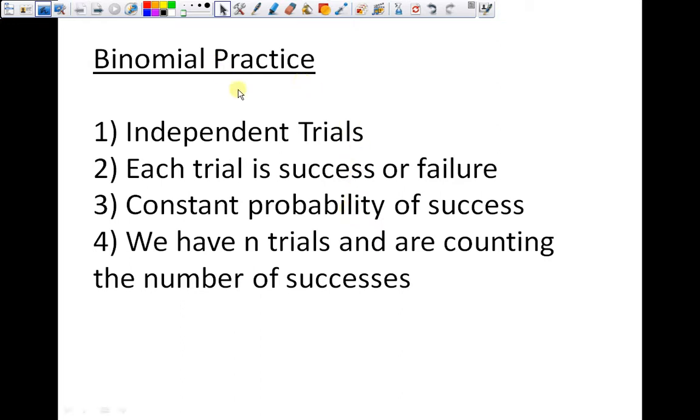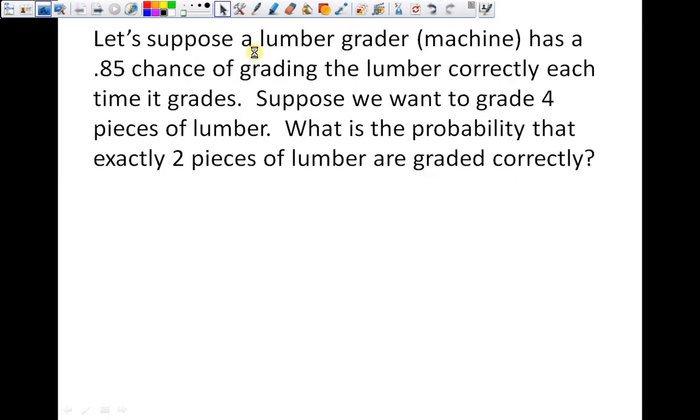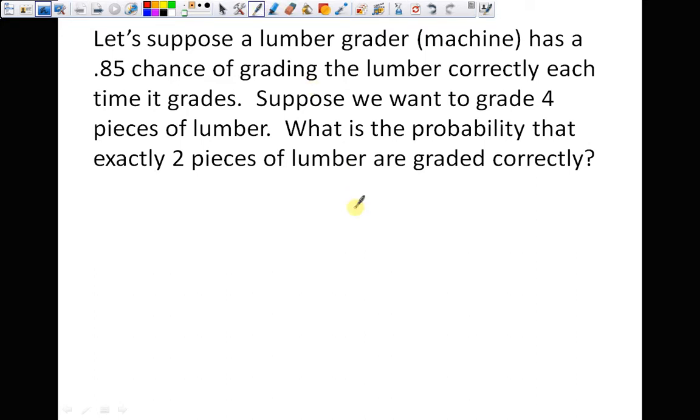So we're going to look at an example now, not a coin, but another example of a binomial distribution. Let's suppose a lumber grader has a 0.85 chance of grading the lumber correctly each time it grades. Suppose we want to grade 4 pieces of lumber. What is the probability that exactly 2 pieces of lumber are graded correctly?